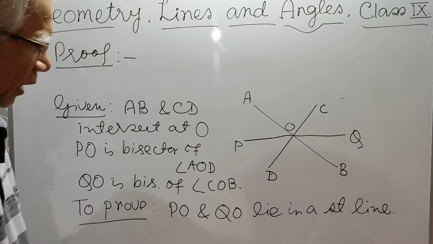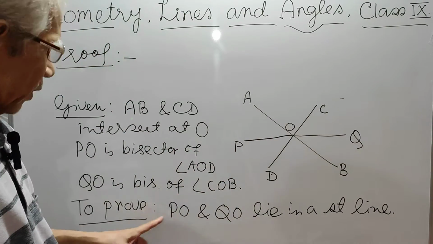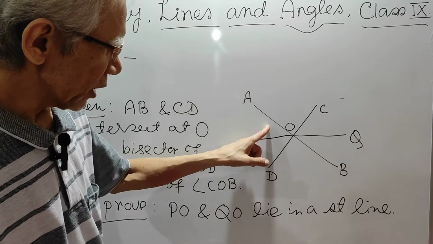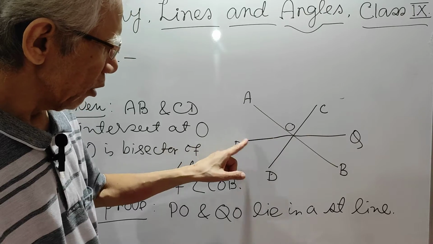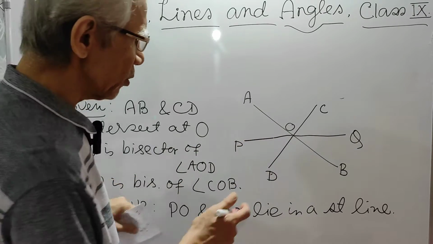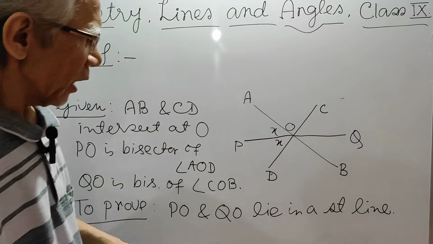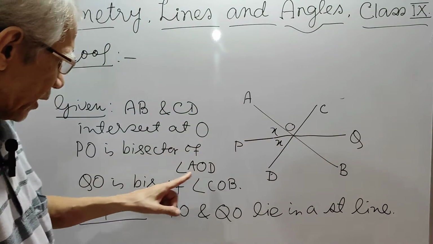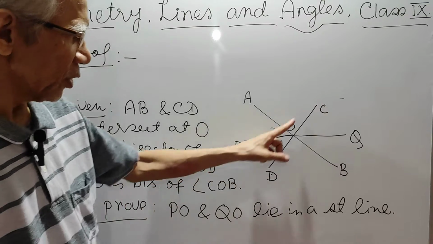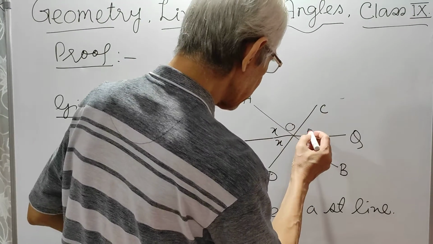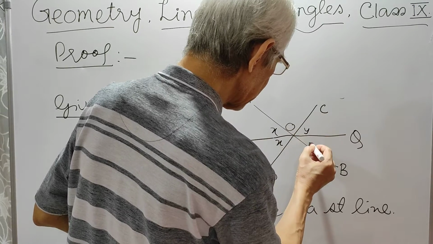All right. Now see what is given. PO is the bisector of AOD. Therefore, these two angles are equal. Which two angles are equal? AOP and DOP. Suppose we call them X and X. Now, again, QO is the bisector, given. QO is the bisector of COB. Again, these two angles are equal. So let us call this one Y. This is Y.